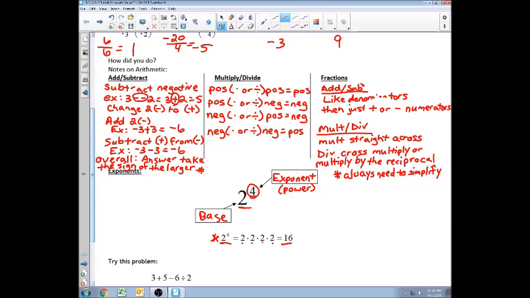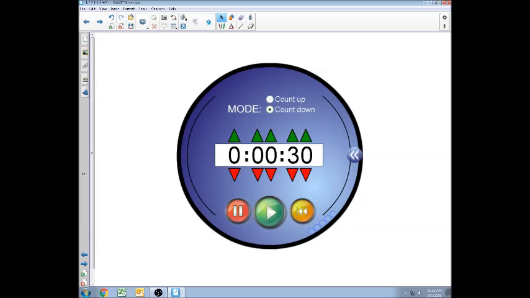What I would like you to do now is go ahead and try 3 raised to the 3rd power. Write that down and try that problem. I will give you 30 seconds to do so. I'm going to start the timer right now.